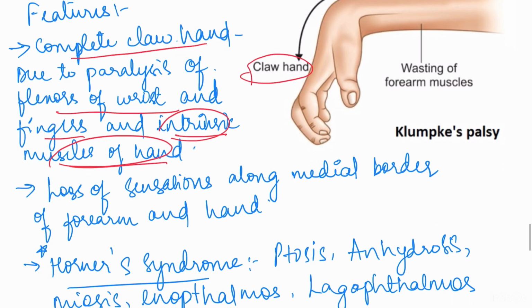And there is also loss of sensations along the medial border of forearm and hand. There's wasting of forearm muscles and intrinsic muscles of the hand, and there's also loss of sensations along the medial border of forearm, that is this side, medial border of forearm and the hand.